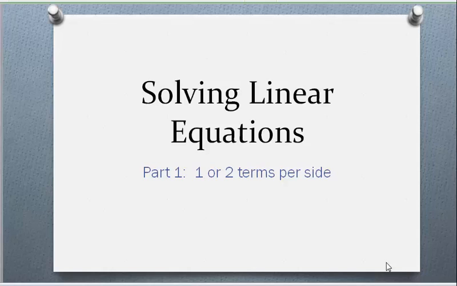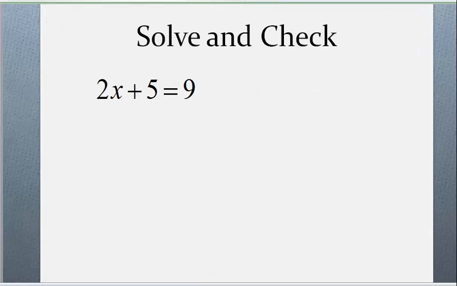This video provides a brief review of how to solve linear equations that start with one or two terms on each side of the equation. Our first equation starts out 2x plus 5 equals 9. So you'll notice that on the left side of the equal sign we have two terms, 2x and 5, and on the right side we just have a 9.